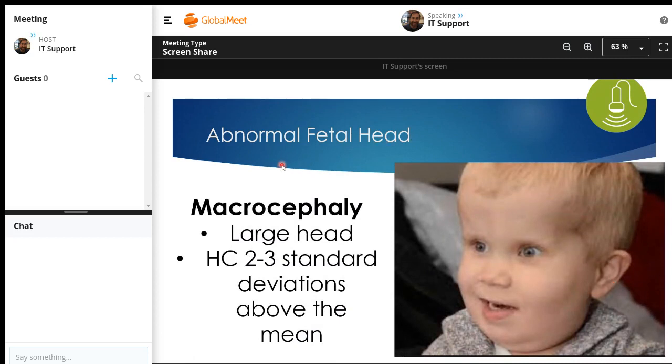On the other end of the spectrum, we have macrocephaly. This is a baby with a large head, 2 to 3 standard deviations above the mean. With microcephaly and macrocephaly, it's very important to remember that diagnosis of these two entities requires accurate dating. If someone's dating didn't match what the baby was measuring, we would think that the baby was measuring either small or big. But if that dating was off, it may be that the baby is just normal, but we don't know that because the dating is incorrect.